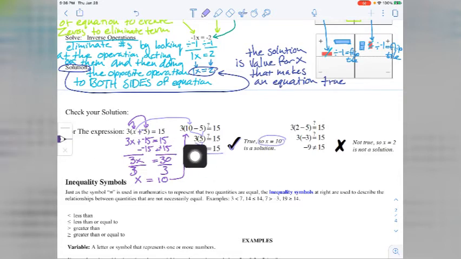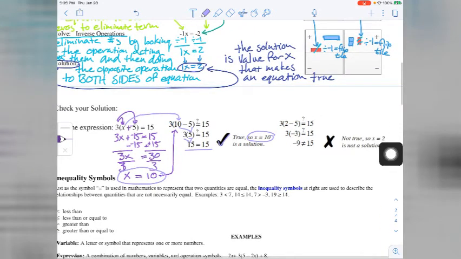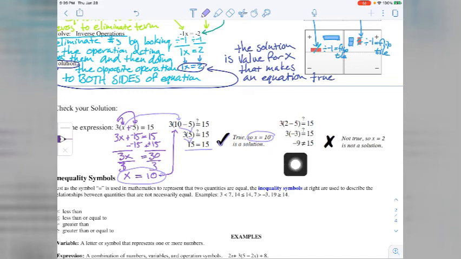Some students get confused and think that this will mean 15 equals 15. But what the 15 equals 15 part means, they think, oh, that's my answer is 15. But really, what it means is the fact that these are the same confirms that your solution is actually x equals 10.